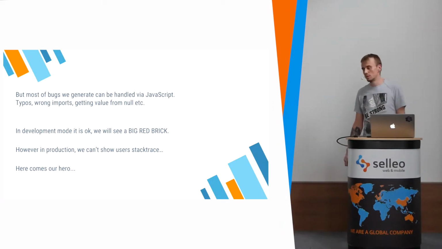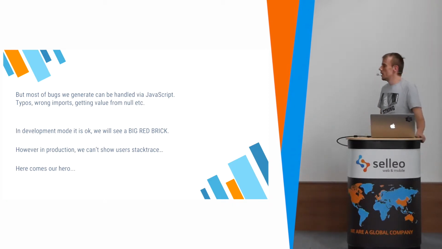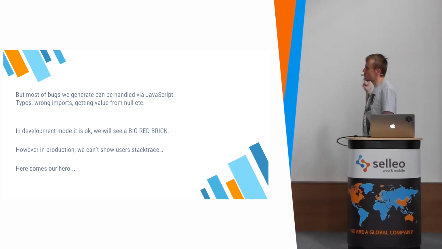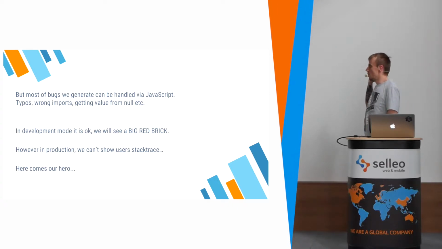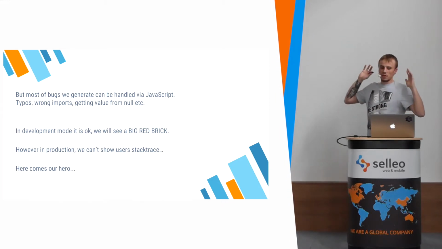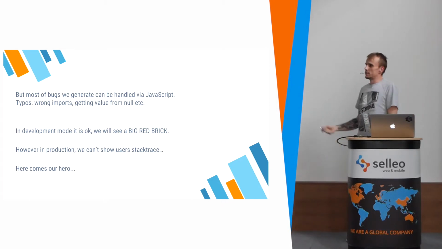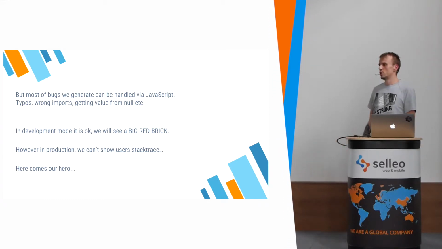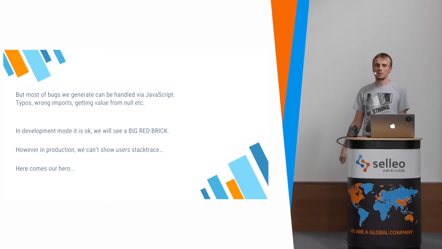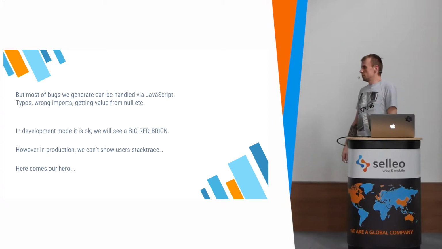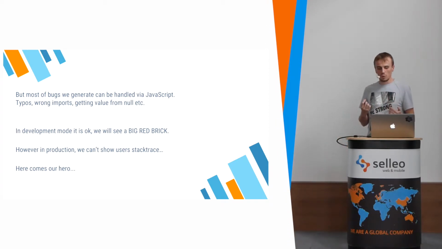Most of the bugs, these smaller bugs, can be handled by JavaScript. Most of the time there are typos, wrong imports, getting a value from null, etc. In development mode it's okay. You get a big red screen and you know that something is not working at all. However, in production, we don't show these errors to users. The app just crashes. But before the crash, you can do something about it.